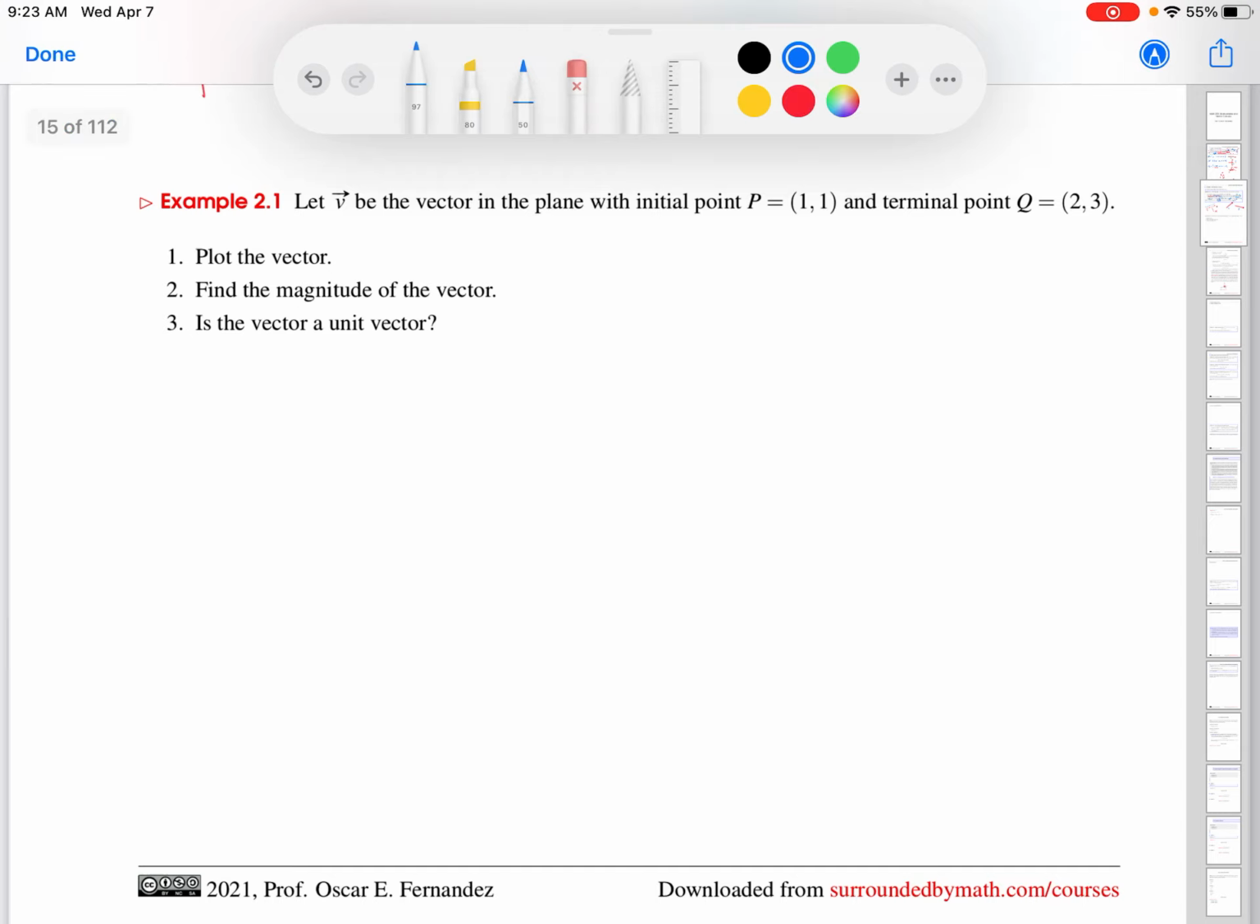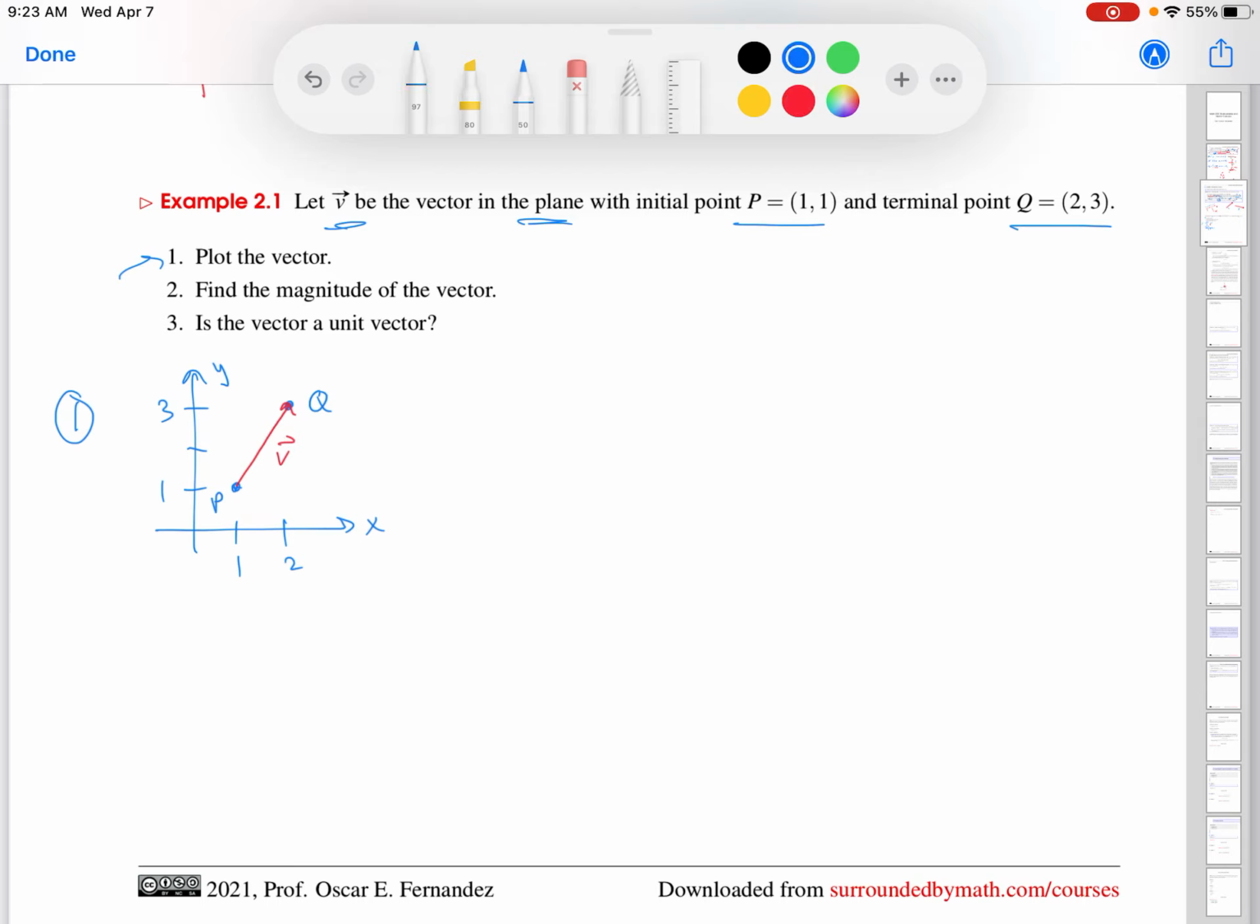So let v be the vector in the plane with initial point P and terminal point Q. So first, let's plot the vector. All right, so we're starting here just in R2. We're not doing anything in R3 for now. So I'm going to go to the point (1, 1). That's my point P. And then I'm going to go to the point (2, 3). That's my point Q. And then I'm just going to draw the arrow from P to Q. So that is the vector v. Okay, so far so good.